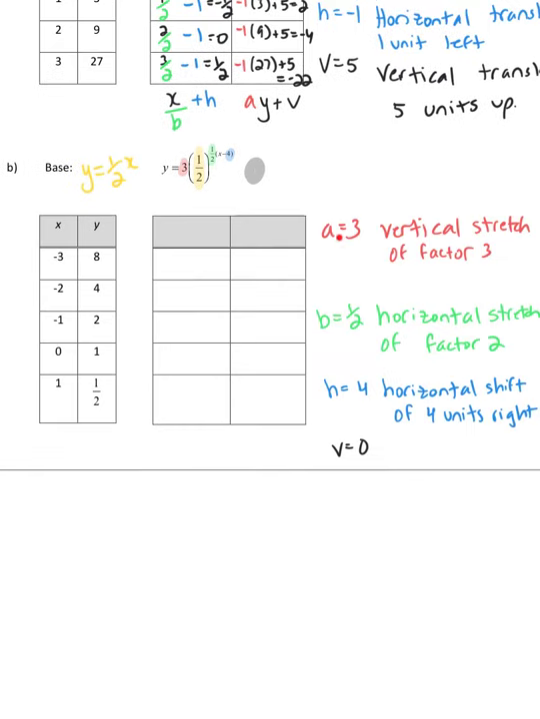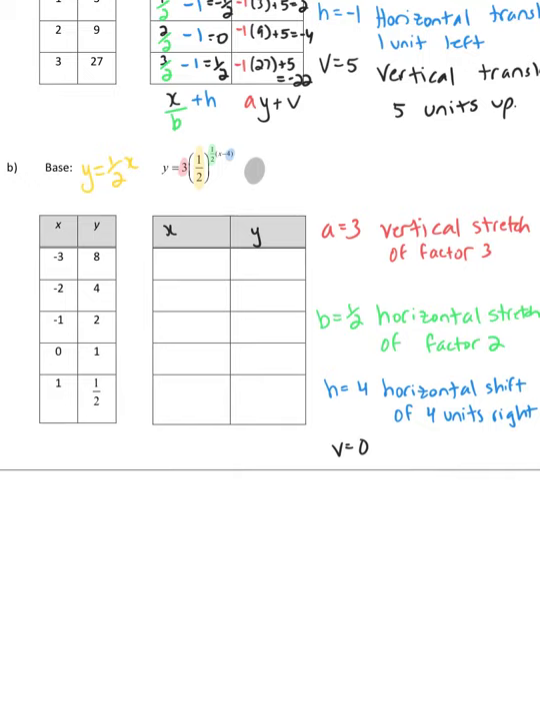So a is equal to 3, which is a vertical stretch of factor 3. b is equal to 1/2, which is a horizontal stretch of factor 2, again, b is the opposite. h is equal to 4, horizontal shift 4 units right, and v is equal to 0. So now I will apply these to my x and y values.